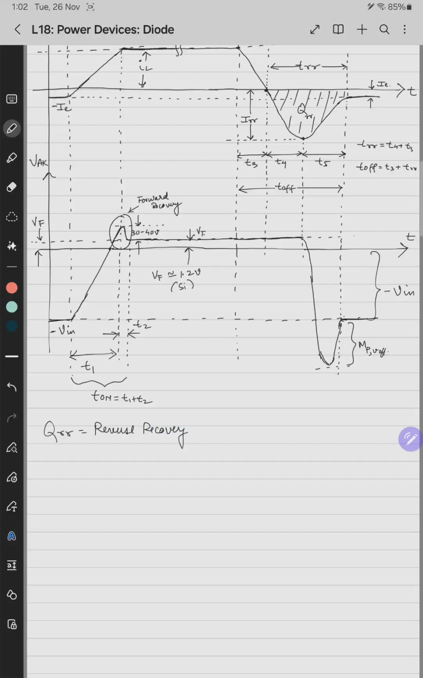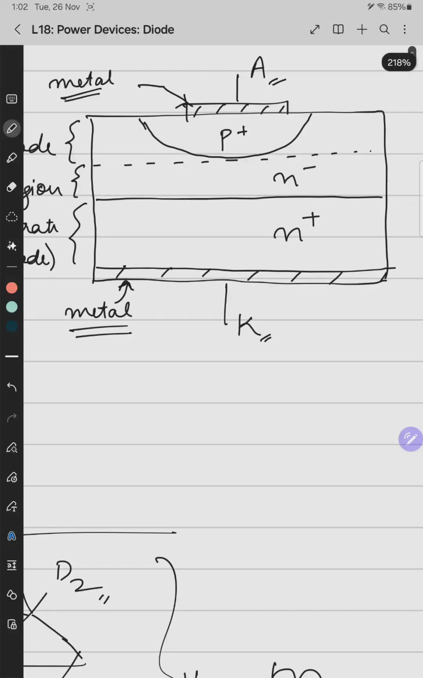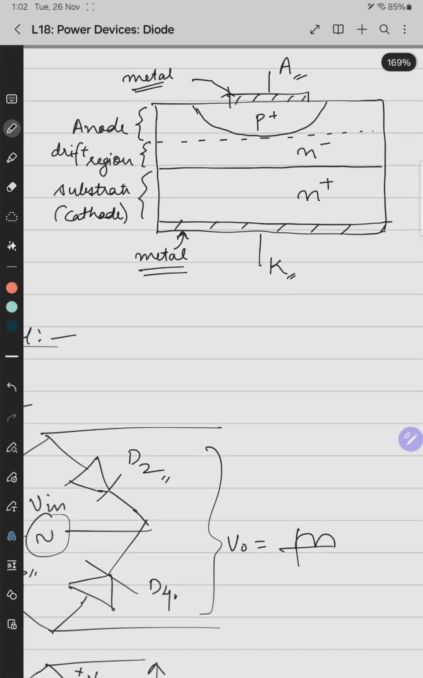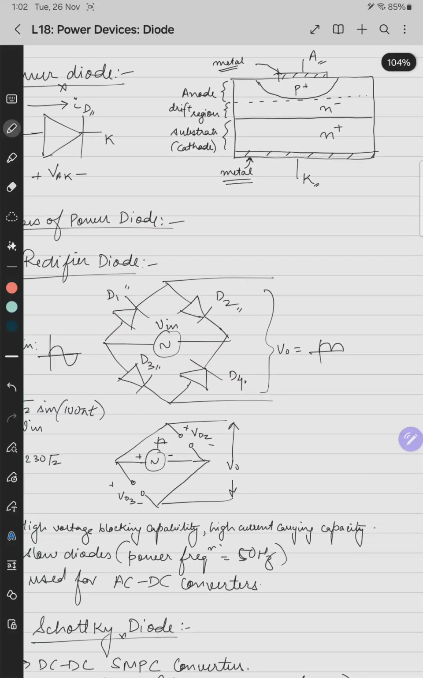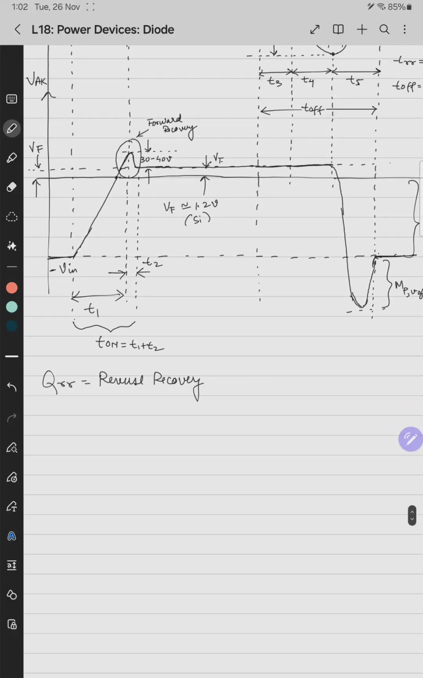Recovery means, in the MOSFET construction diagram, the channel of the MOSFET, the state of the majority carriers in the different regions diffusing and reaching a steady state motion. That is called recovery, from on to off and off to on. The charge carriers flow inside the different regions to achieve some steady state during on and off time. That is called recovery.